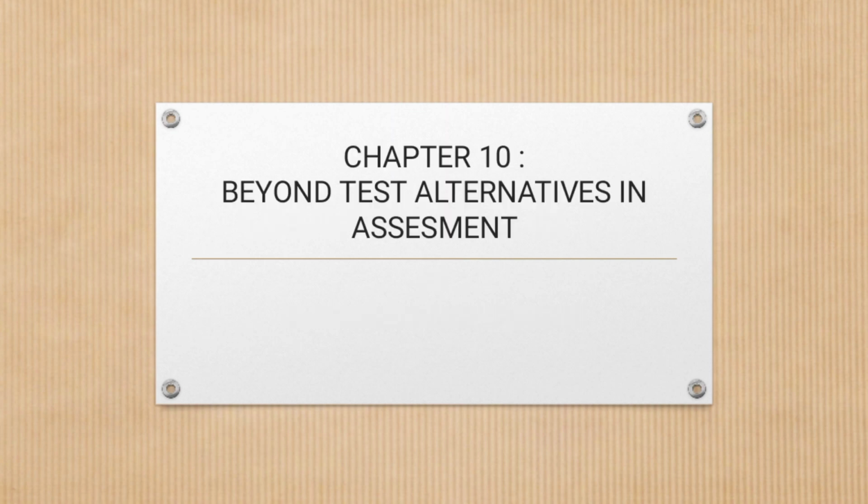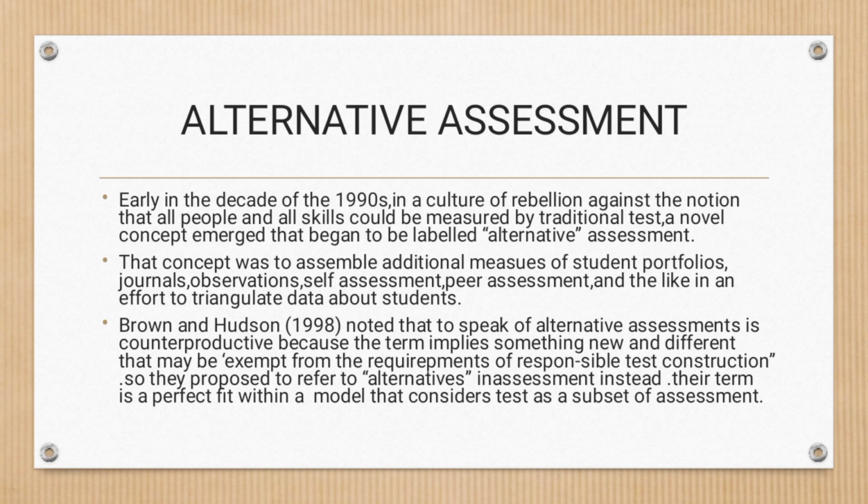Chapter 10: Beyond the alternative in assessment. Alternative assessment. The first, early in the decade of the 1990s, in a culture of rebellion against the notion that all people and all skills could be measured by traditional tests, a novel concept emerged that began to be labeled alternative assessment. The second, that concept was to assemble additional measures of student portfolios, journals, observation, self-assessment, peer assessment, and the like in an effort to triangulate data about students.